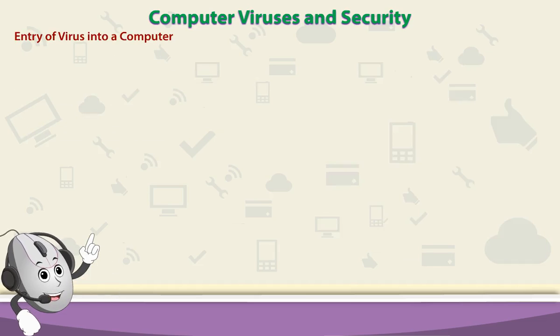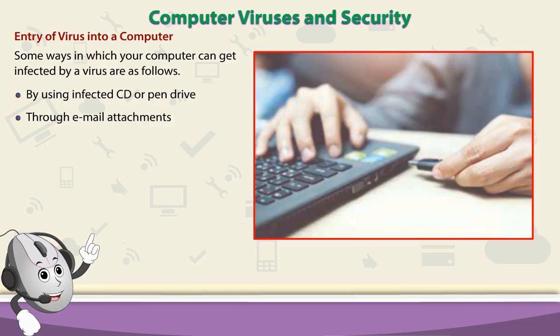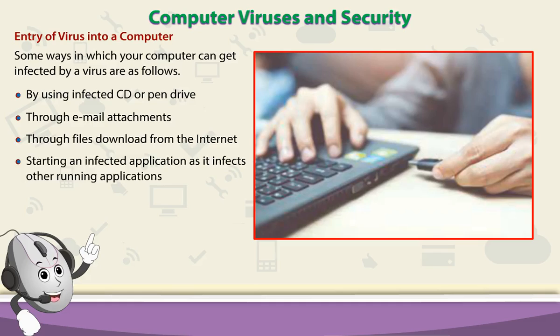Entry of virus into a computer. Some ways in which your computer can get infected by a virus are as follows. By using an infected CD or pen drive, through email attachments, through files downloaded from the internet, and by starting an infected application, as it infects other running applications.